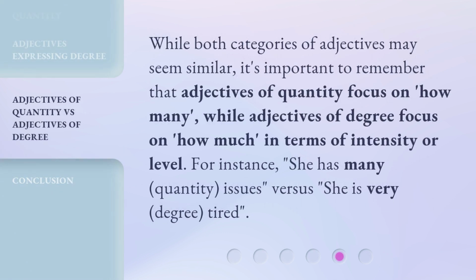While both categories of adjectives may seem similar, it's important to remember that adjectives of quantity focus on how many, while adjectives of degree focus on how much, in terms of intensity or level. For instance, she has many (quantity) issues versus she is very (degree) tired.